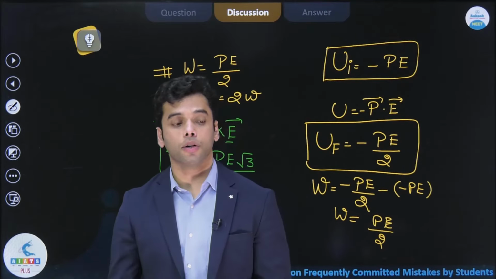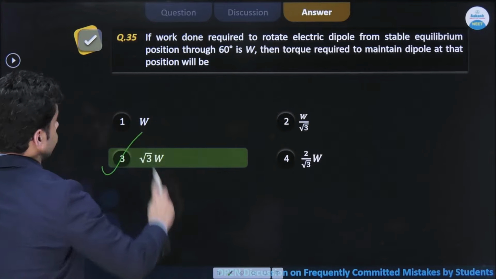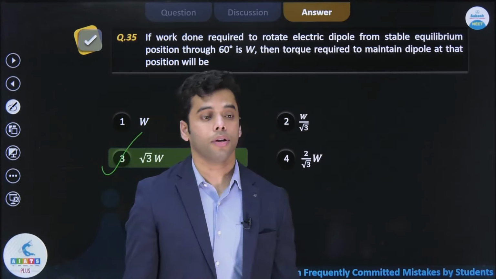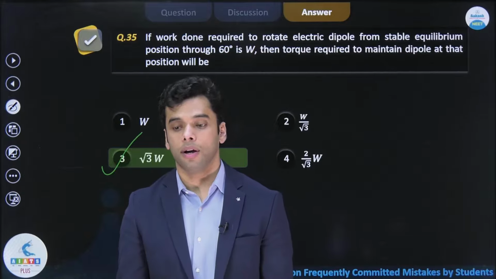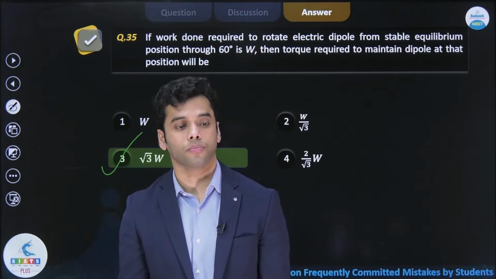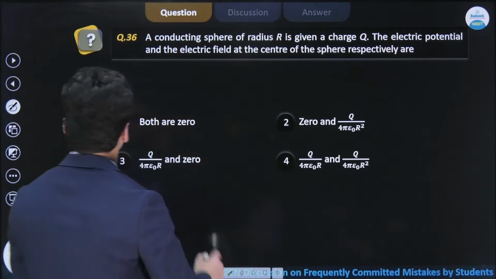Tell me, does anyone have any doubt? The correct answer has come, option 3, that is root 3W. Any doubt? Okay, I guess there is no doubt. Let's move forward. So we have next question 36.